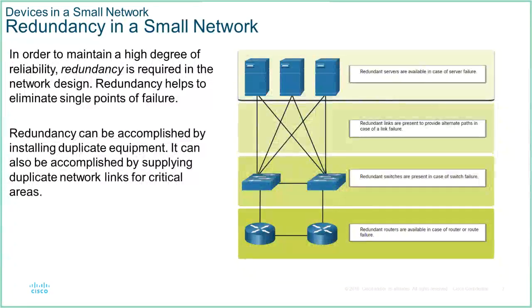So redundancy. It would be lovely if we could all have fully redundant networks, but the reality is it's not going to happen, because a fully redundant network means we have duplicate static devices. So 2 routers, 2 switches, 2 servers, onwards and onwards. And all the cabling has to be redundant as well.